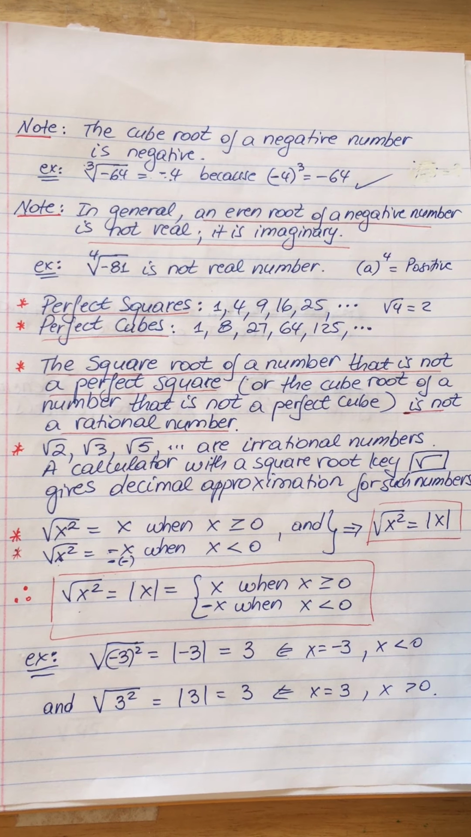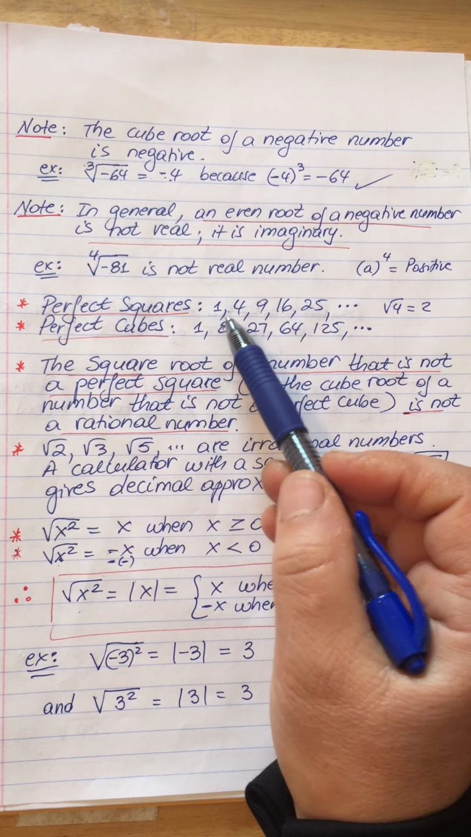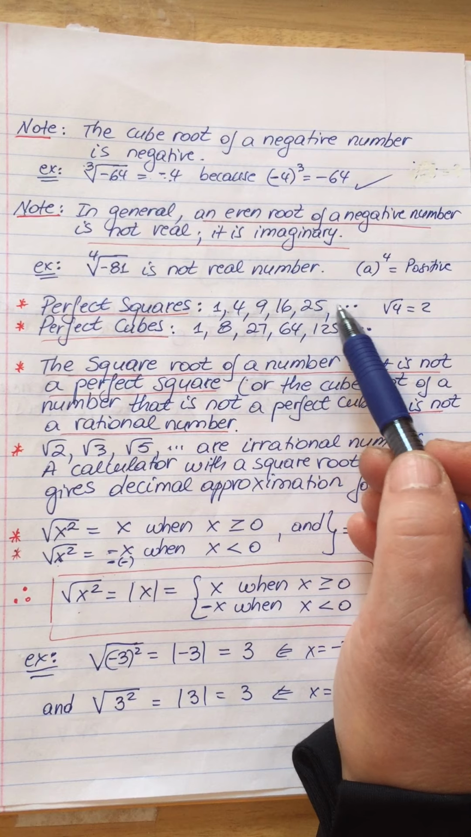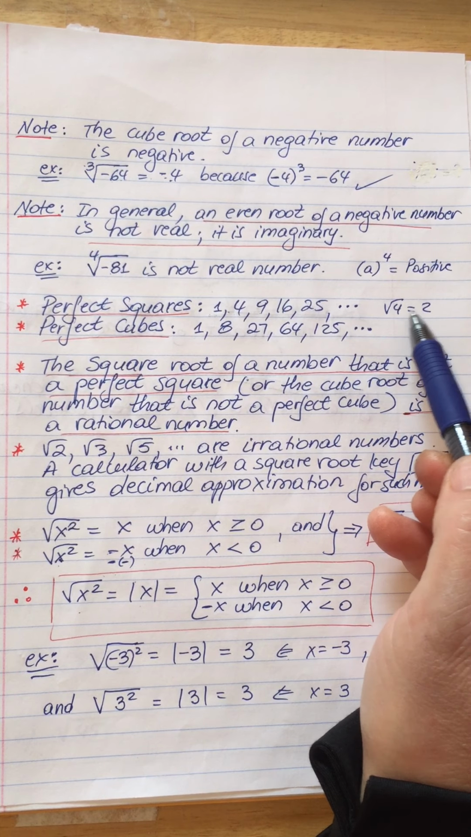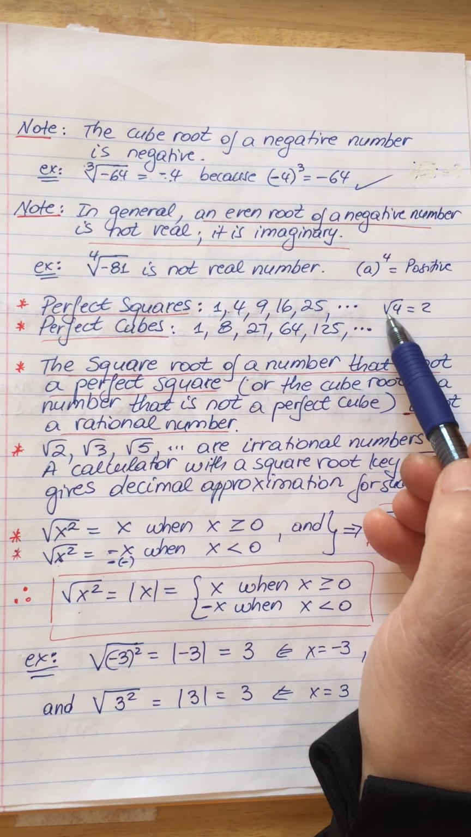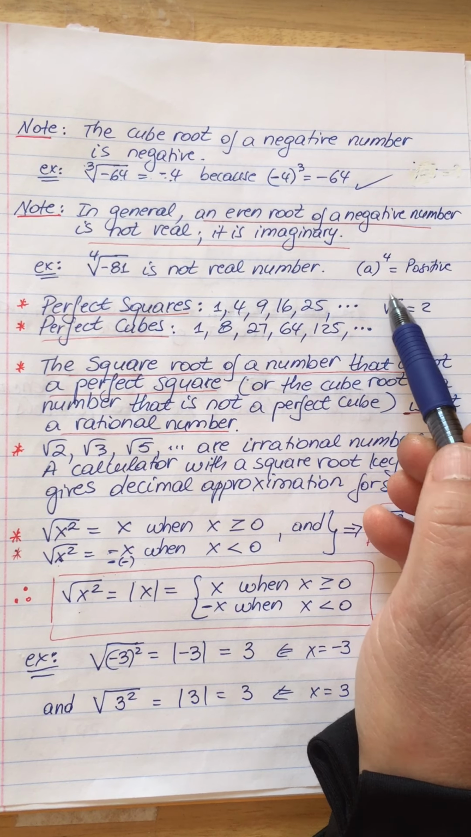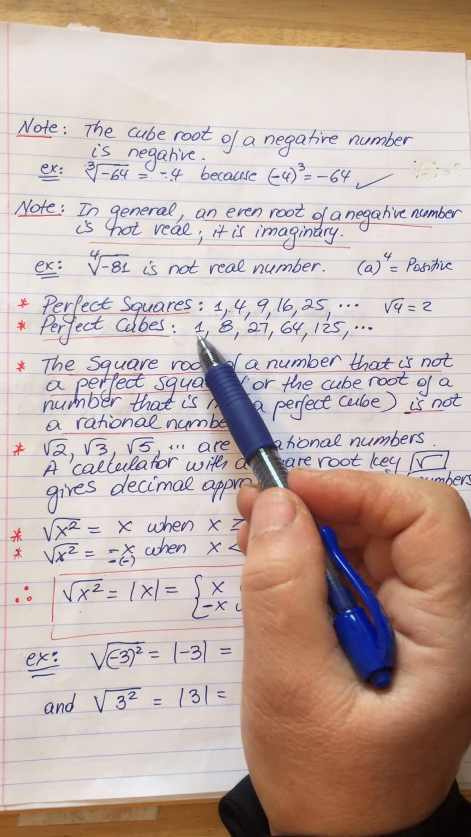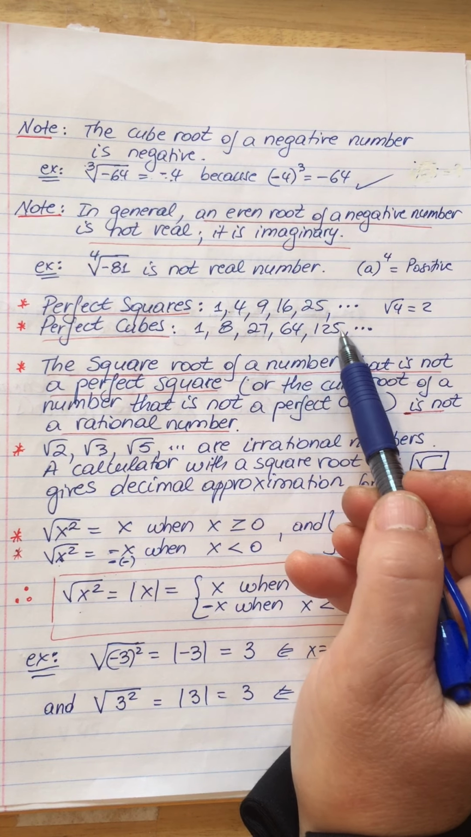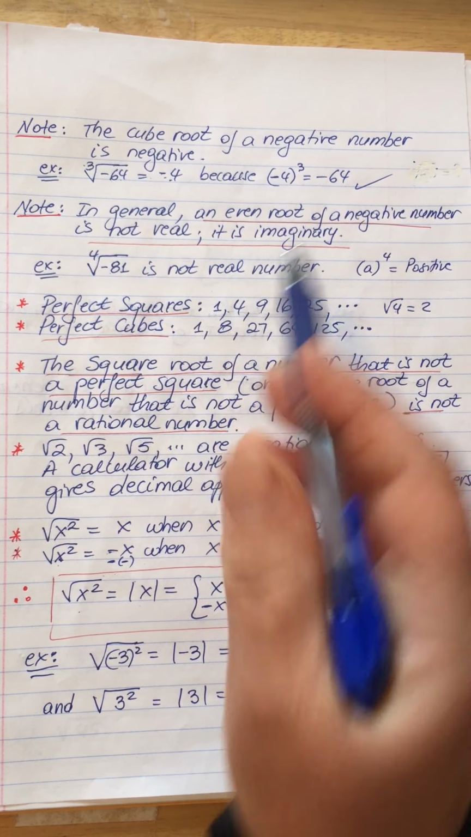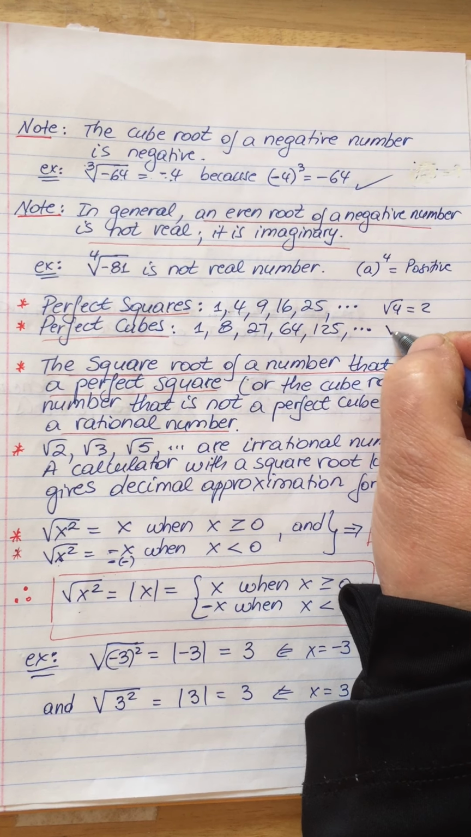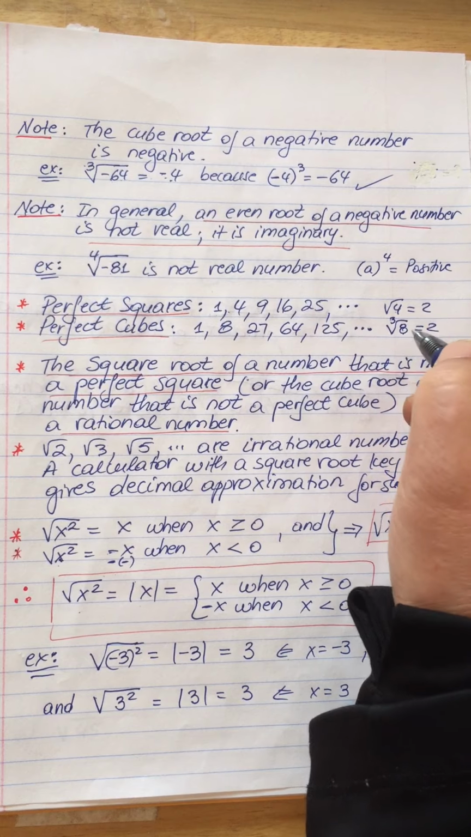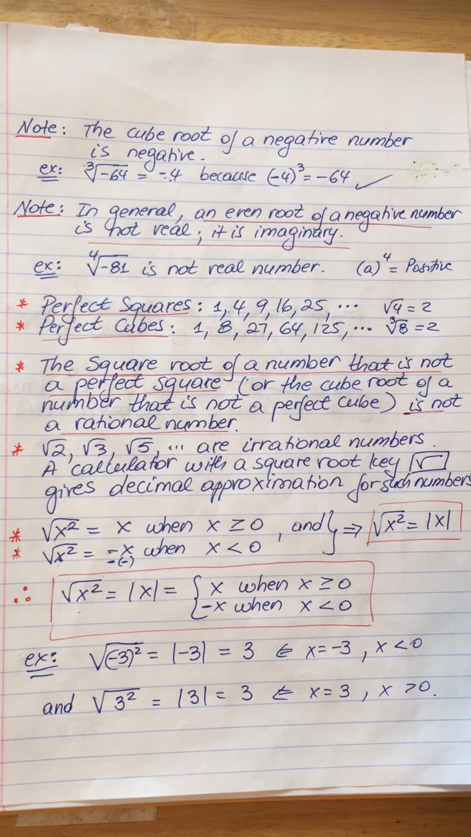Let's recall also perfect square numbers, which are 1, 4, 9, 16, 25, and so on. These are numbers whose square roots we know. For example, the square root of 4 is 2 because 2 squared is 4. Also, perfect cubes, which are 1, 8, 27, 64, 125, and easily we can get their cube root. For example, the cube root of 8 is 2 because 2 to the third is 8. We know this by heart.